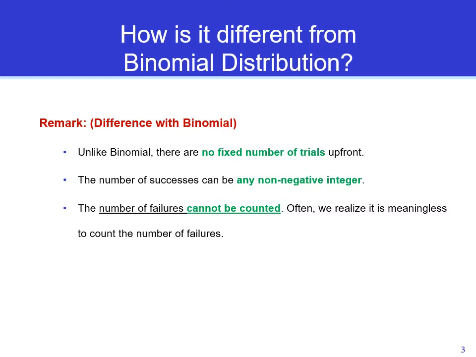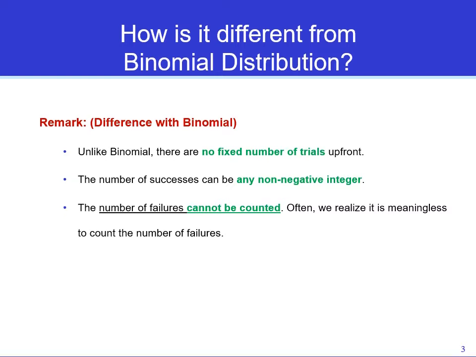Or for example, if you define the Poisson random variable here as the number of phone calls or messages or emails that you receive in a day, then it doesn't make sense to count the number of failures, because a failure would be not receiving an email or not receiving a message or not receiving a phone call. How can you count the number of non-receiving messages, right? It doesn't even make sense. So in Poisson distribution, this is a big difference from a binomial distribution.